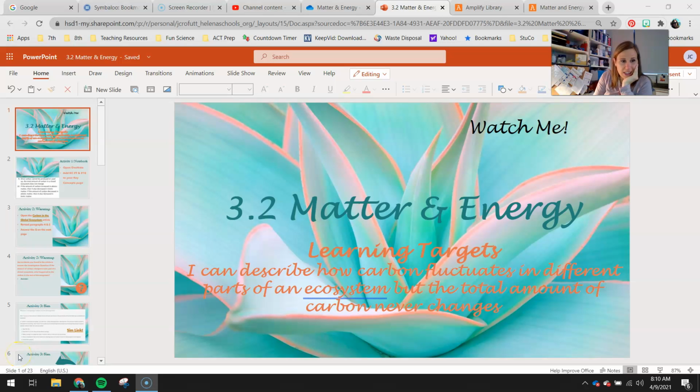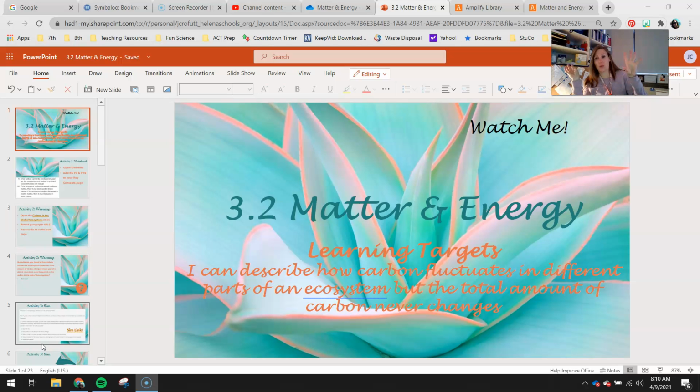Hey 7th graders, today's lesson is 3.2, matter and energy. Your learning target: I can describe how carbon fluctuates in different parts of an ecosystem, but the total amount of carbon never changes. So we're really going to focus on different parts of our ecosystem that we've learned about so far, and we're going to look at the numbers of carbon in those parts.